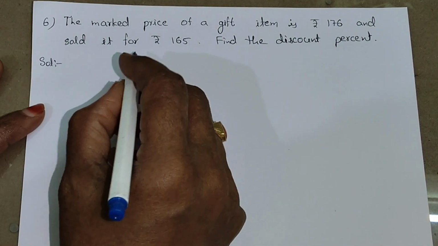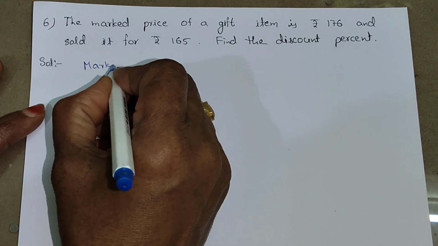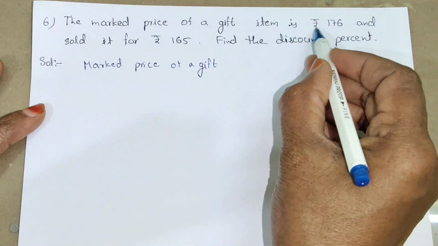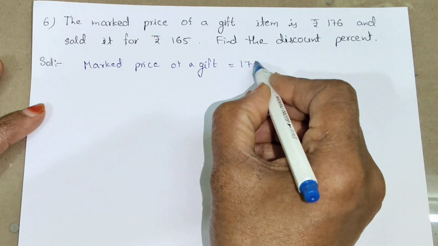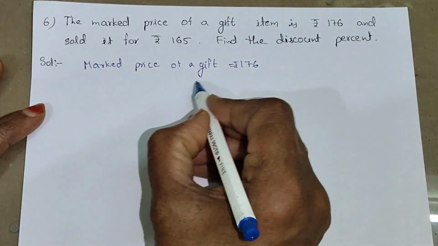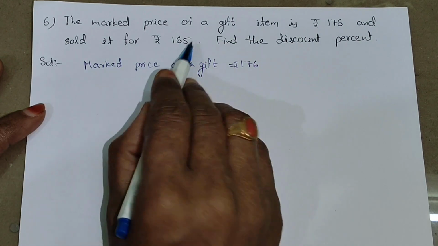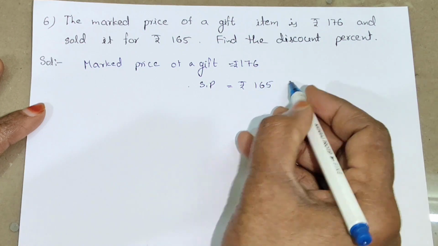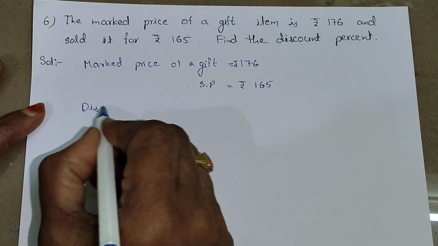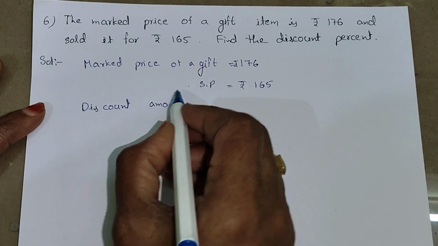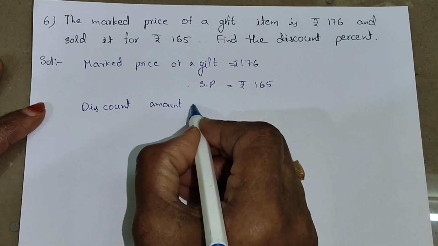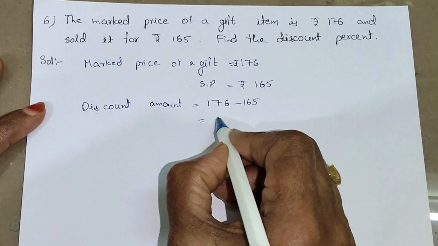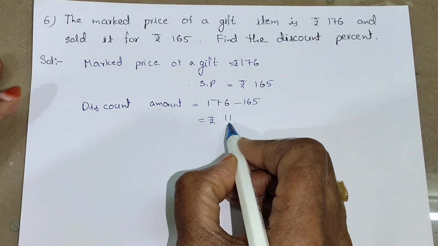Now the market price of the gift item is 176 rupees. The selling price, sold for, is 165 rupees. Now we find the discount amount. The discount amount is equal to 176 minus 165. Here the discount amount is 11 rupees.